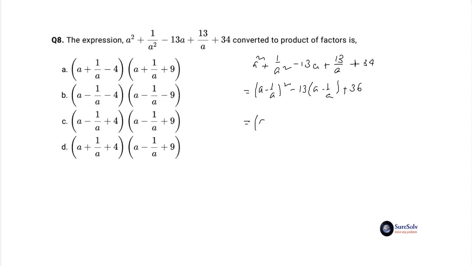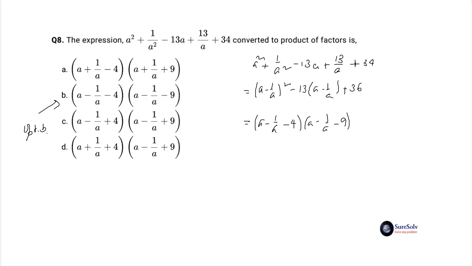Equal to (a minus 1 by a minus 4) multiplied by (a minus 1 by a minus 9). We have used component expression substitution of a minus 1 by a mentally. Answer is option B, (a minus 1 by a minus 4) multiplied by (a minus 1 by a minus 9).